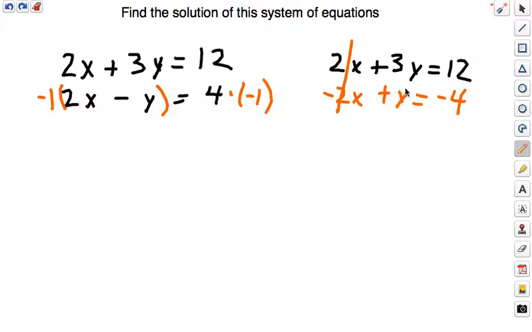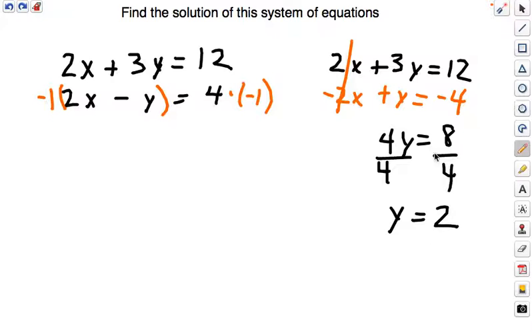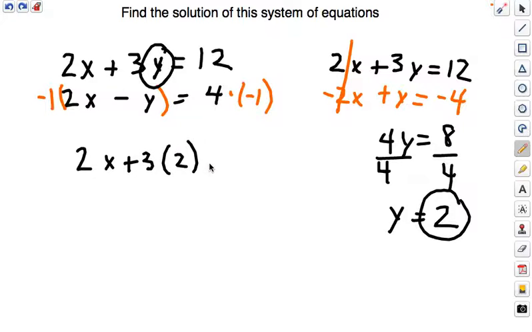Okay, so we can rewrite these. 3y plus y is 4y equals 12 minus 4 is 8. All right, divide both sides by 4, and y equals 2. Now that we've found our y, we can go ahead and substitute that into our original equation. So we'll substitute it in this equation. So we have 2x plus 3 times 2 equals 12.